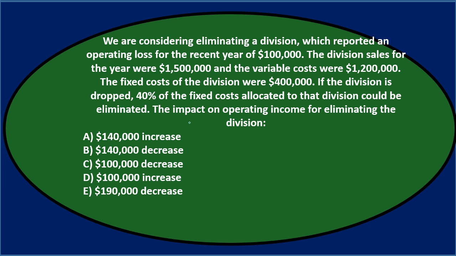So in other words, the question is going to be, although they have a loss being reported with costs that are allocated, it may not be the case that those costs would go away if we were to eliminate the division, and that's going to be the relevant factor in this. So we're going to say, all right, let's do the calculation.